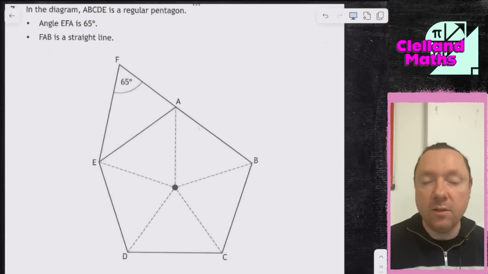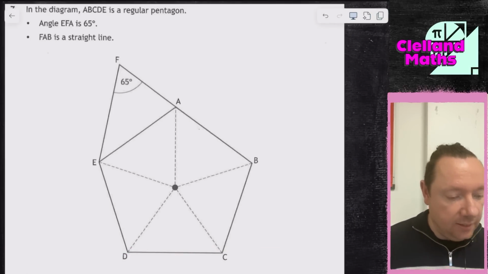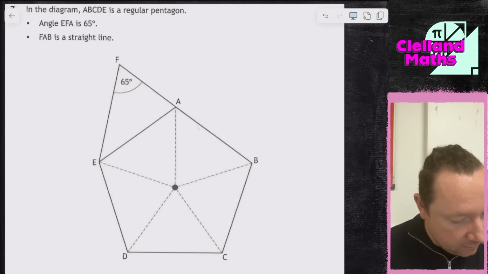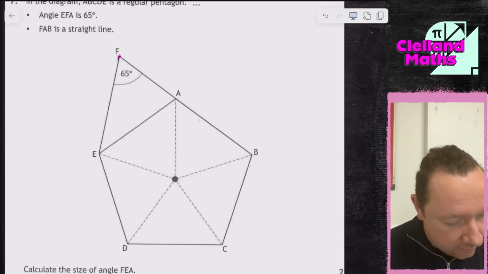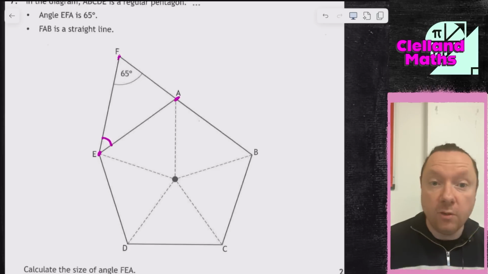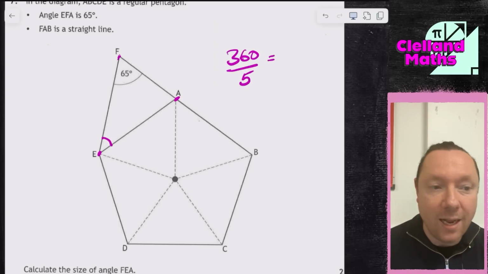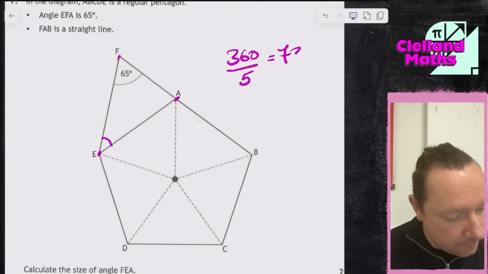And we're done there. National 5 Maths 2025, Paper 2, Question 7. In the diagram, ABCDE is a regular pentagon. EFA is 65. We have to calculate FEA. FAB is a straight line, sorry. Calculate FEA. So we're trying to get to here. So first of all, pentagon. So I can do 360 divided by 5 to get the angle in the center. That is 72 degrees. Just use your calculator.